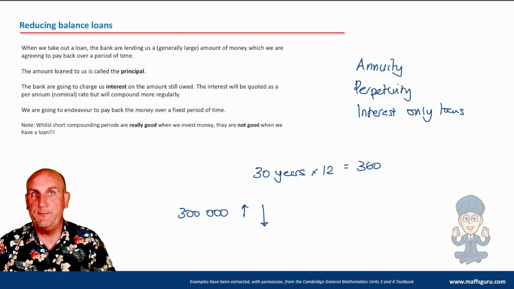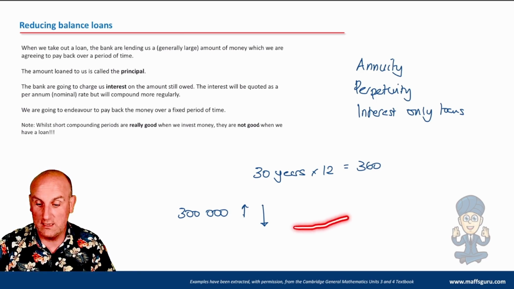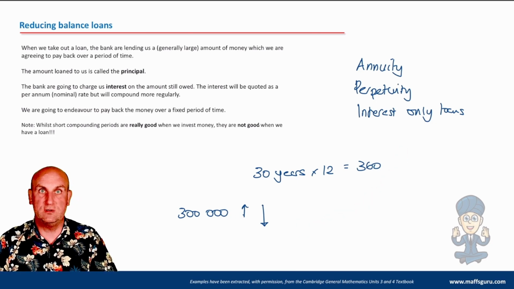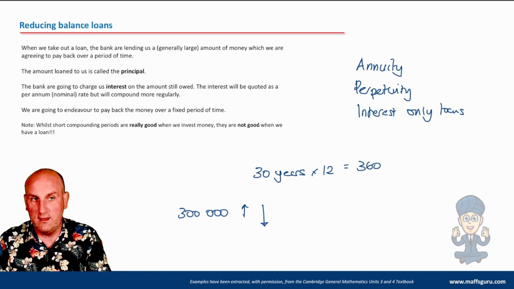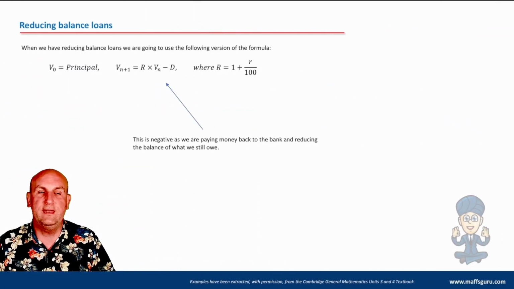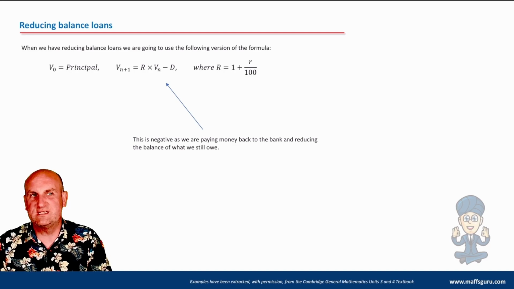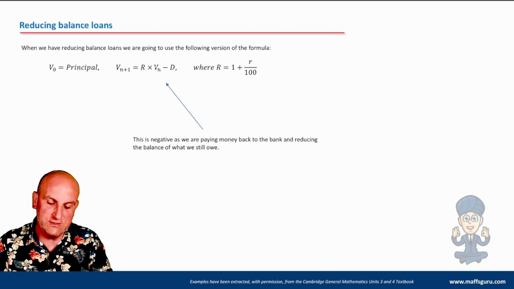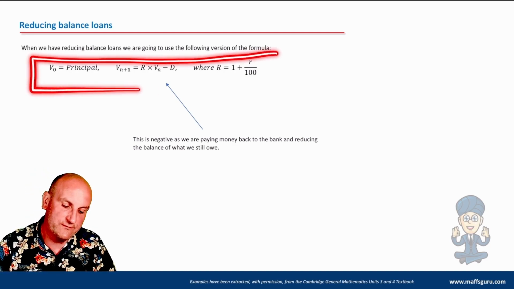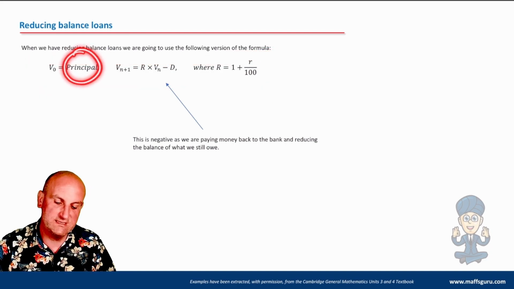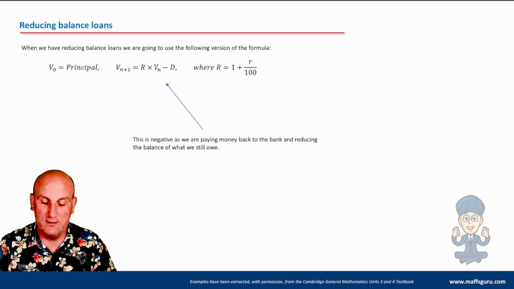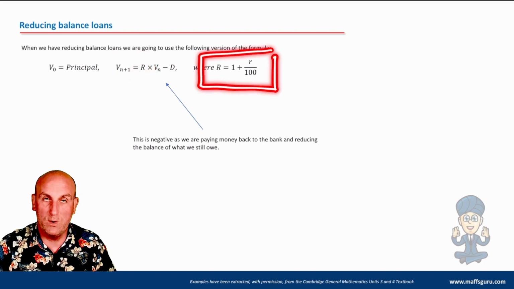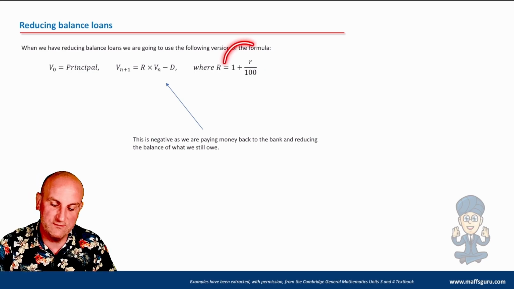If I don't ever pay off the interest, then my loan is going to go up and up and up in value, and I literally will be in all sorts of trouble, which people sadly get into with credit cards, but we'll leave credit cards for another day. So let's just go back and look at this again. Our reducing balance loan will have this formula here. V0 equals principal, V of n plus 1 equals R times V of n. So that R value is always going to be bigger than 1. And we know that here because it's 1 plus R on 100. That will always give a value bigger than 1. And minus D here now.